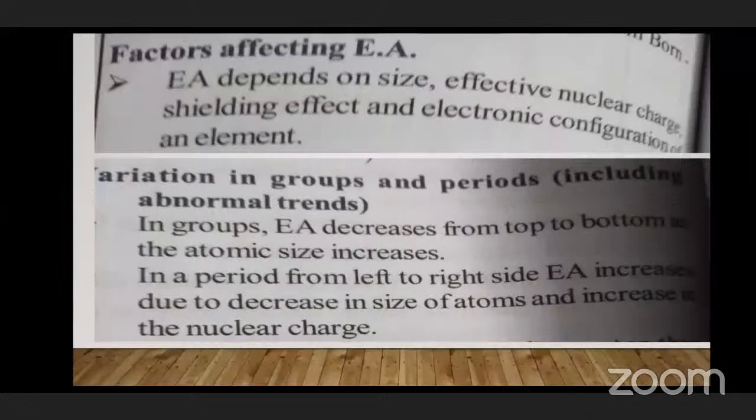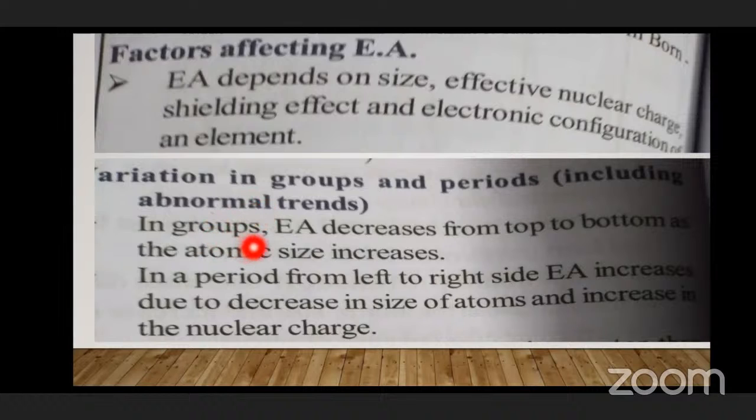So electron affinity depends upon the size of the atom, the effective nuclear charge of the nucleus, the shielding effect, and the electronic configuration. The four factors we considered for ionization potential are similar here: atomic size, effective nuclear charge, shielding effect, and electronic configuration of the element. Based on these factors, electron affinity also varies. How does it change in groups and periods?